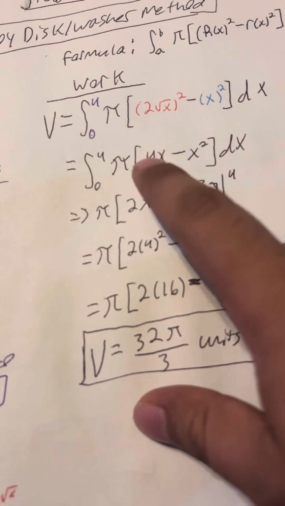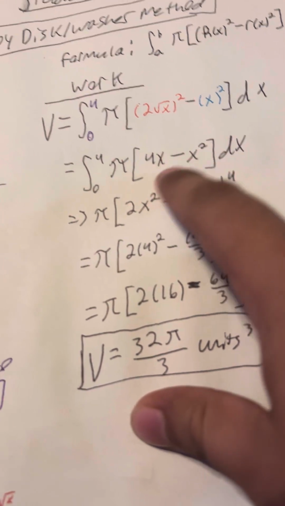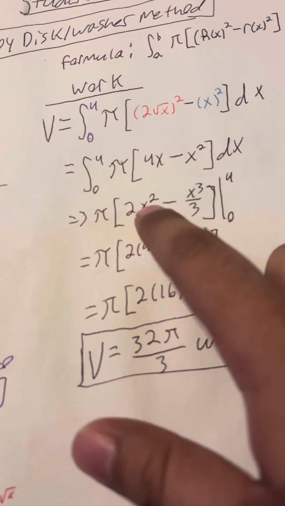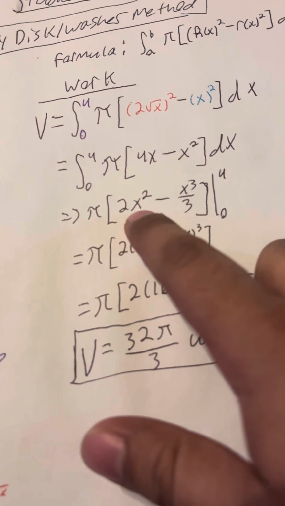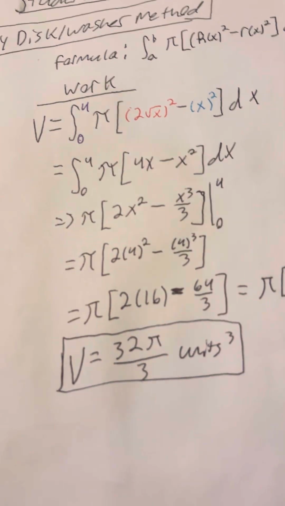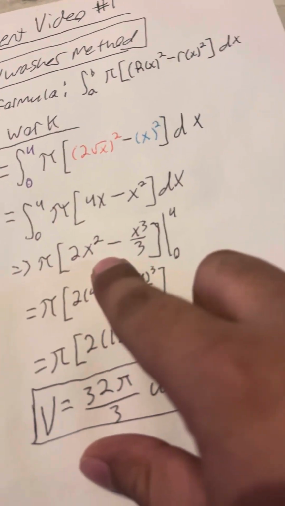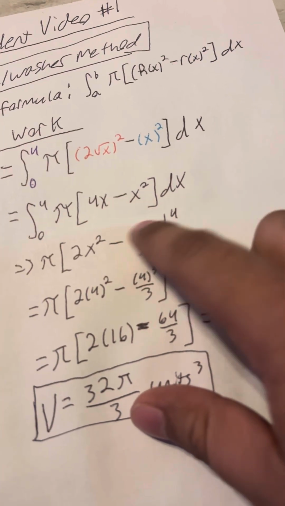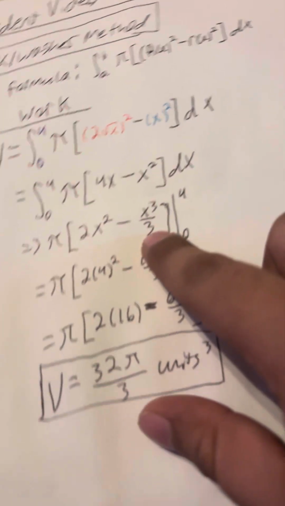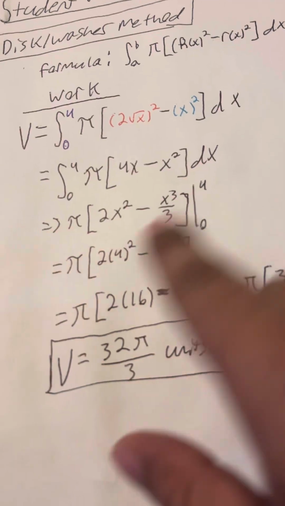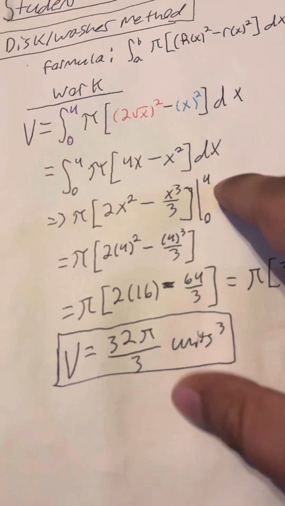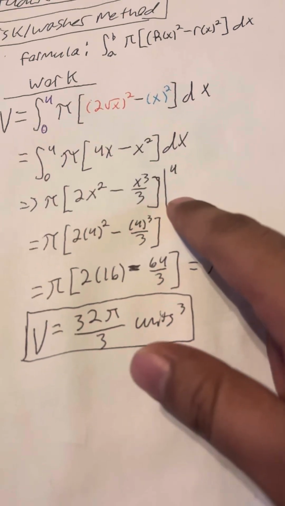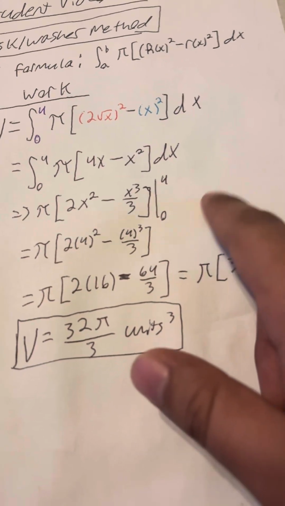And so integrating this equation right here, I have basically 4 over 2, which turns into 2, times x to the power of 1 plus 1, which is x squared, minus x to the power of 2 plus 1, which is 3, over 2 plus 1, which is also 3. And I have to solve this from 0 to 4. And so 0 is basically negligible since it just gives me 0. And so I'm really just solving it for 4.